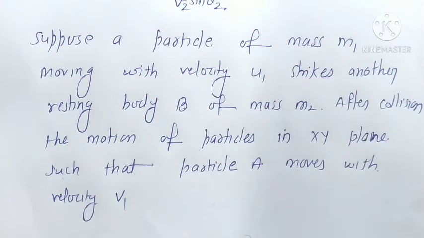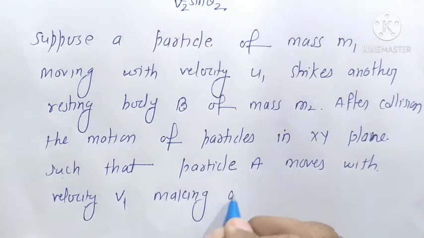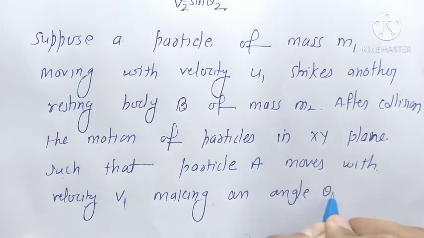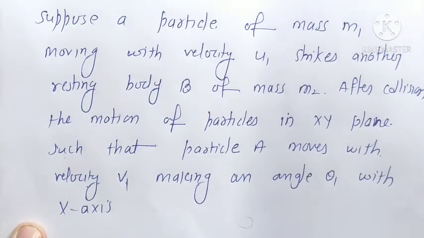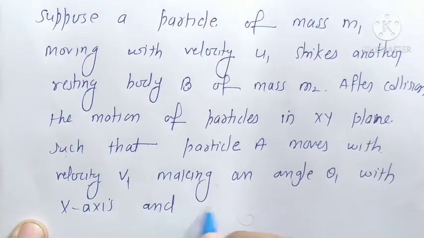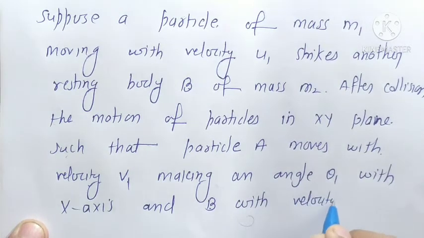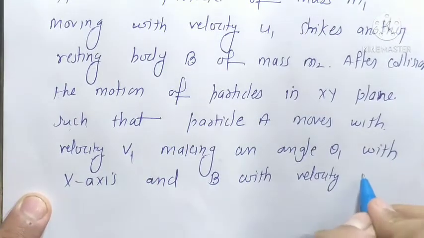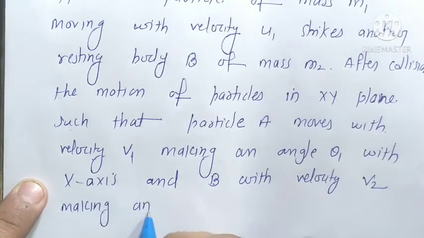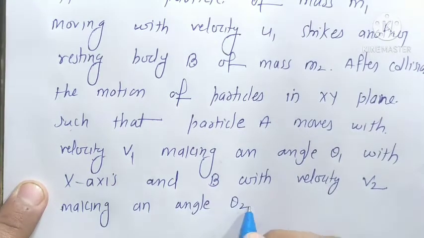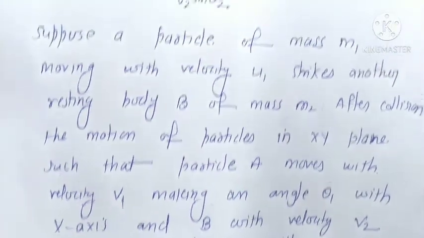The velocity v1 makes an angle theta1 with the x-axis. The second particle, particle B, moves with velocity v2 making an angle theta2 with the x-axis. I repeat again what we do here.